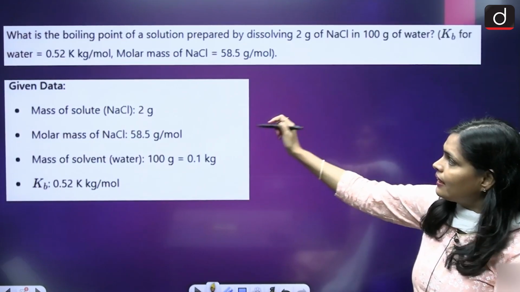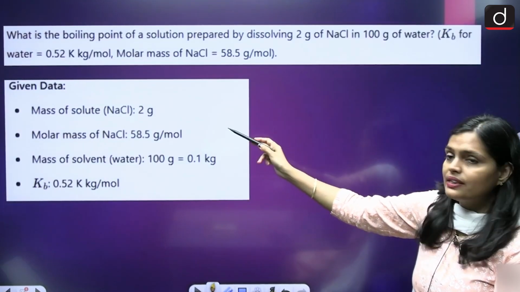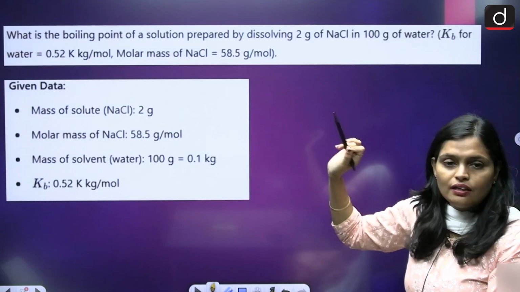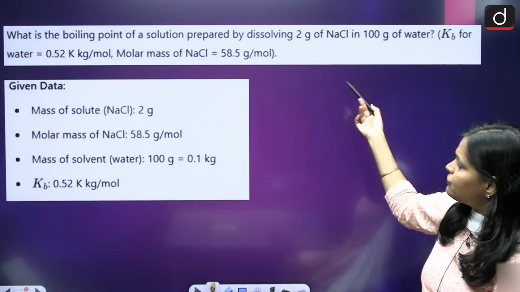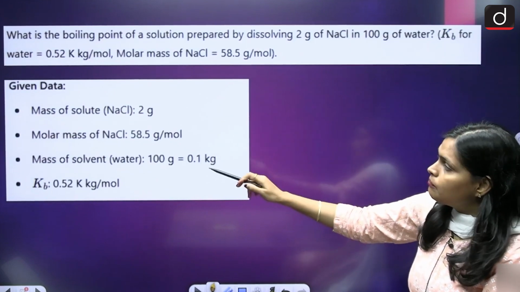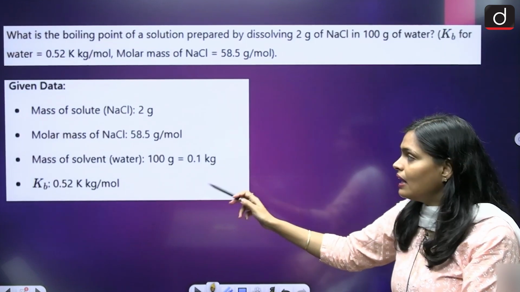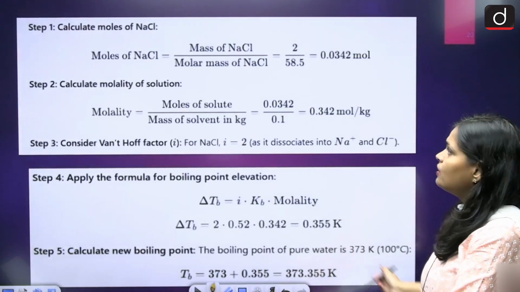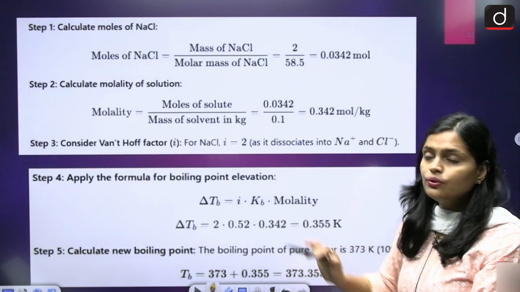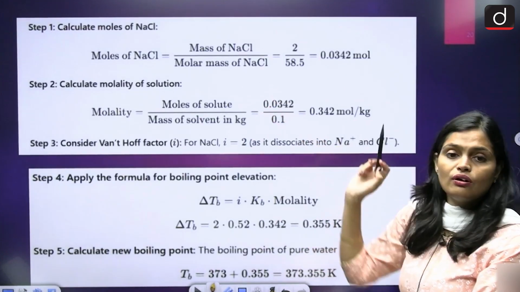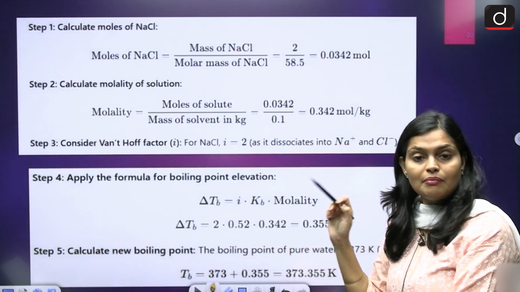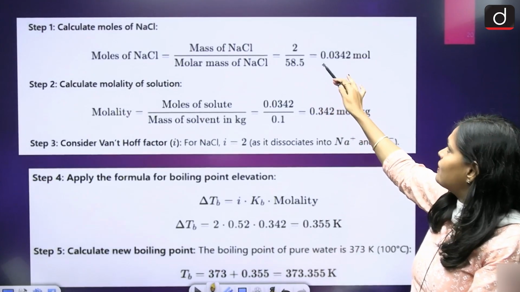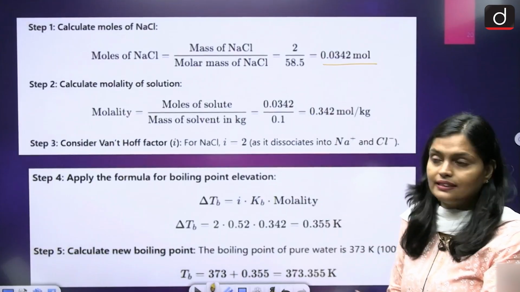Formula is given, right? See here, what is given? Mass of solute, NaCl 2 gram, is given. Molar mass of NaCl you are able to calculate, which is 58.5, also given. Mass of solvent is 100 gram and the Kb value is also given. So first of all, what you have to do? You have to calculate the moles of NaCl. Moles you can calculate as mass upon molar mass. So mass of NaCl 2 gram, molar mass given, so this is the mole of NaCl.